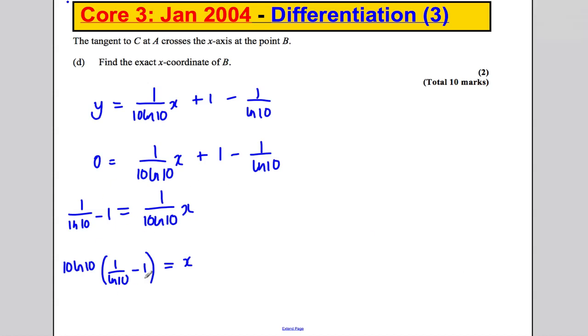You might be tempted to try and tidy this up. It's not actually asked for in any way, so this is a perfectly acceptable answer. Okay, next question.